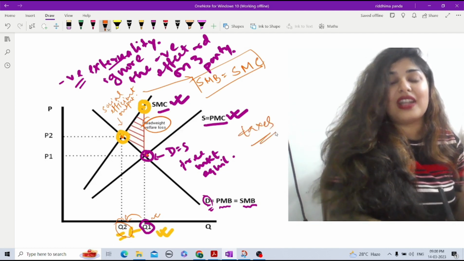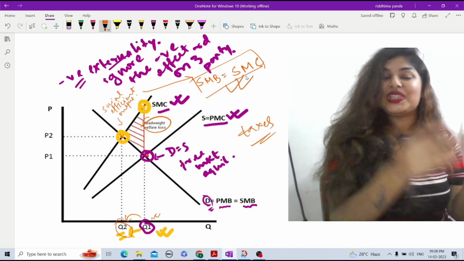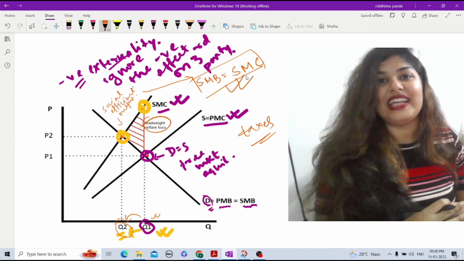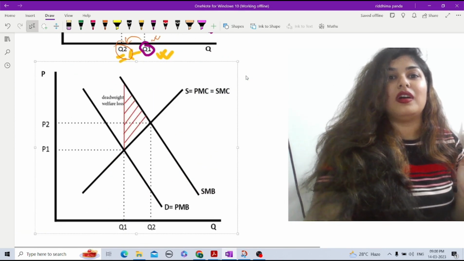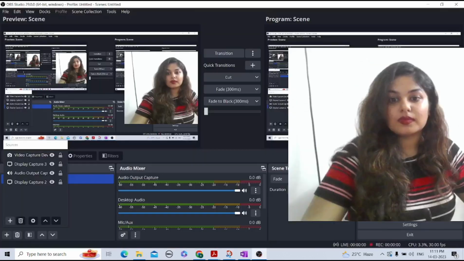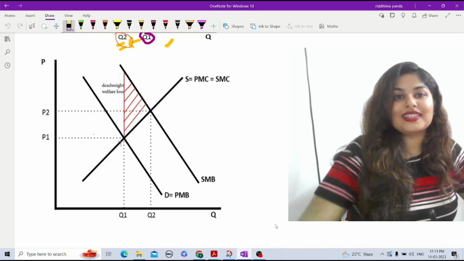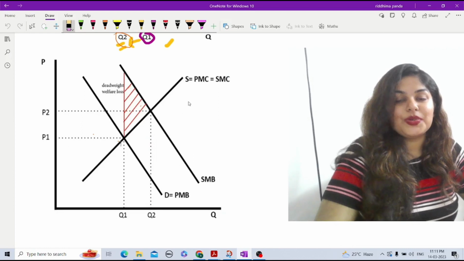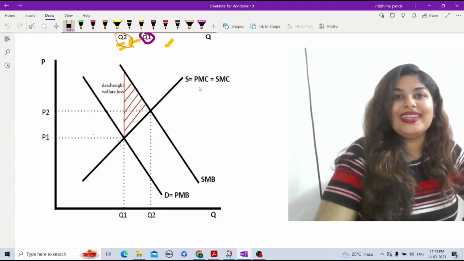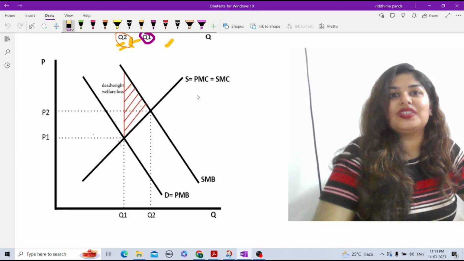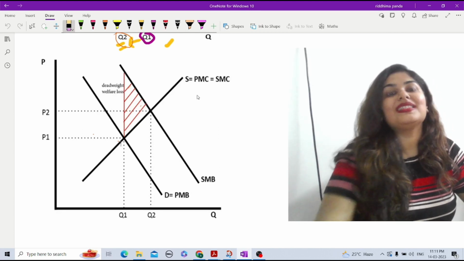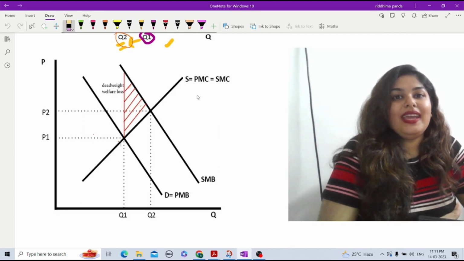But here we are asked to show that this is the condition, so here is the explanation with the diagram. The same goes for the positive externality. For positive externality, what we mean is that we ignore any good impact on the third party. Positive externality means, say, vaccination.